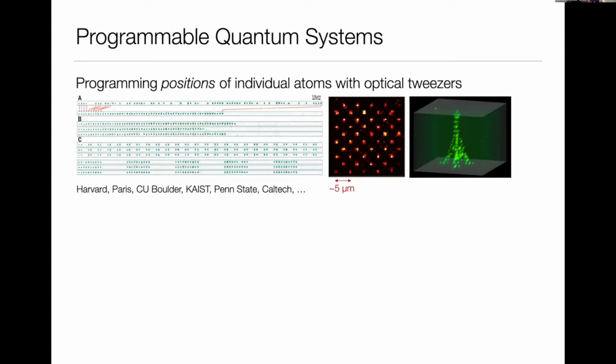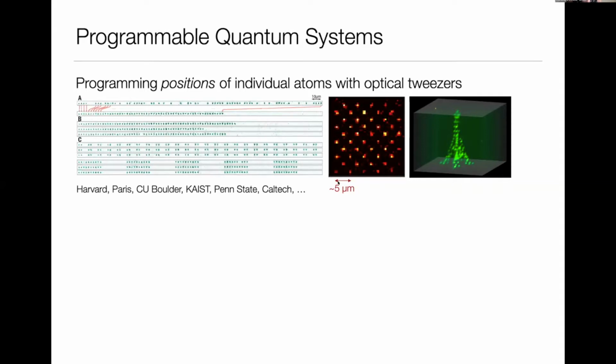And particularly if you look at this middle image, this might remind you of some crystalline material, except that this scale bar here tells you the spacing between these atoms is about 5 microns. So compared to what you would encounter in a solid state material, these systems are magnified by about 4 orders of magnitude. Now that length scale is roughly set by the optical wavelength that's used to trap and image atoms.